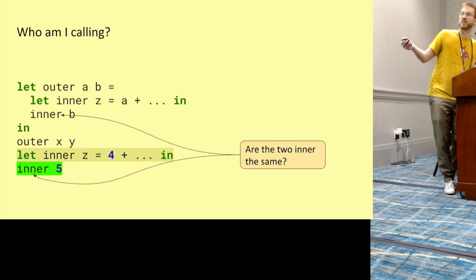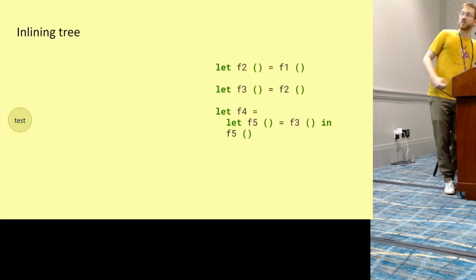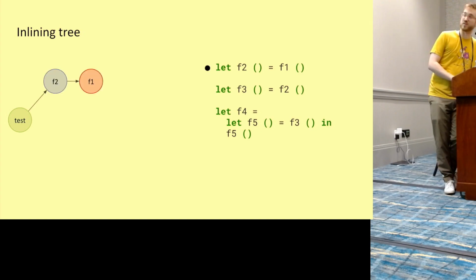So we need to show that to the user. We've introduced a representation called the inlining tree that will record every single decision and put them into a tree format. So here's a simple example. We've got two functions, F1 and F2, that just call something else, and another one that creates a function that calls something else and then calls this function.